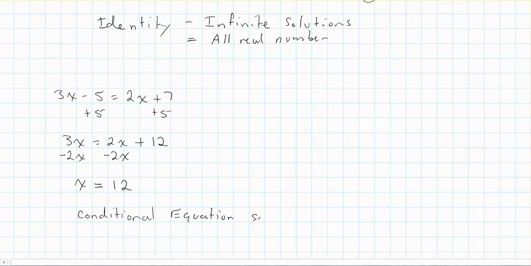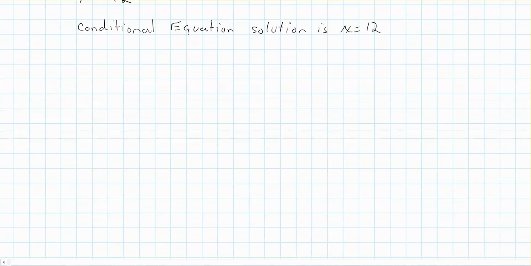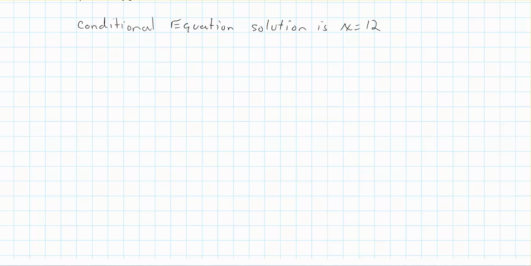And the solution is x equals 12. Alright, so let's go ahead and move on to some more complicated examples.